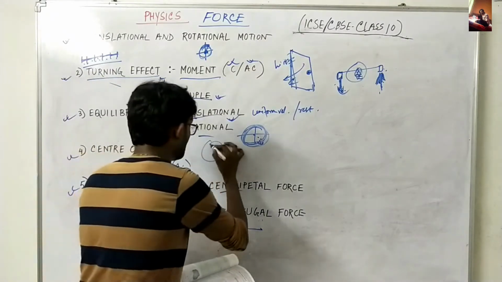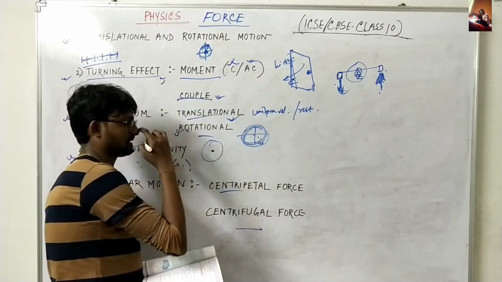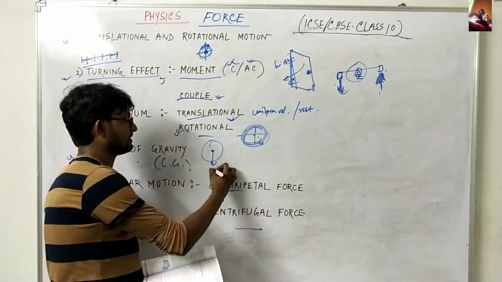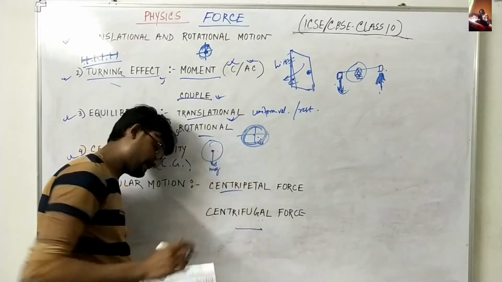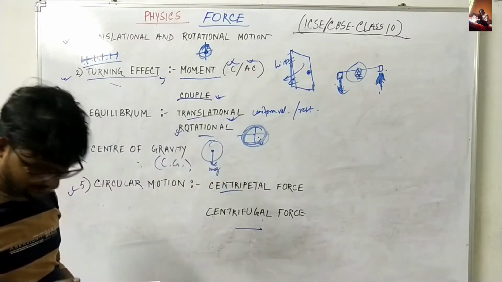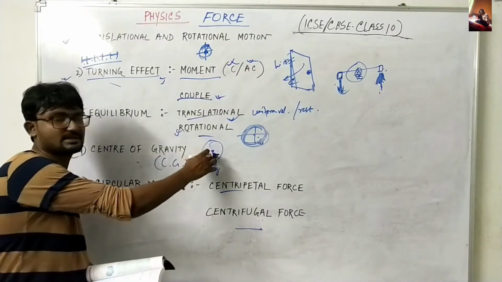Suppose this is a rock, we'll consider this the midpoint of this circular rock, and over here the whole weight of the stone is acting on this point. So this is the CG, the center of gravity. Basically we consider it as a particular point where the whole weight of the body is concentrated.